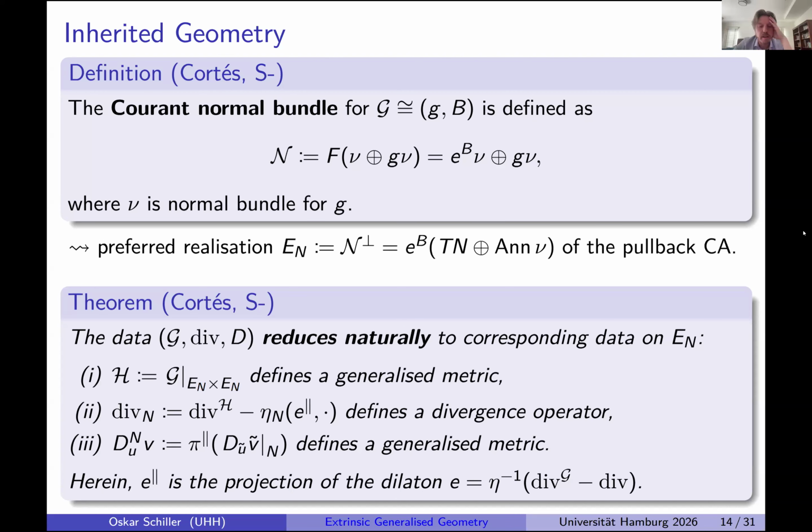Oscar, can you remind me, what is the map eta again? Sorry, can you just repeat? The eta is the inner product. Well, that's just the neutral inner product on N. Yes, yes. Oh, okay. Yeah. Thank you. Okay.